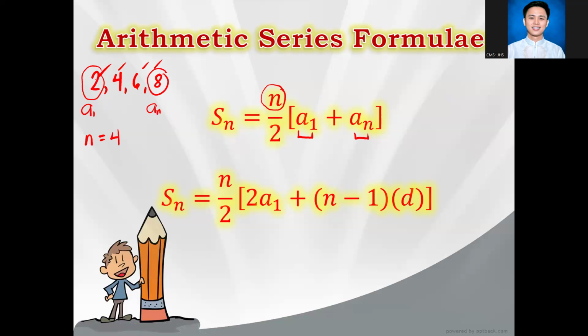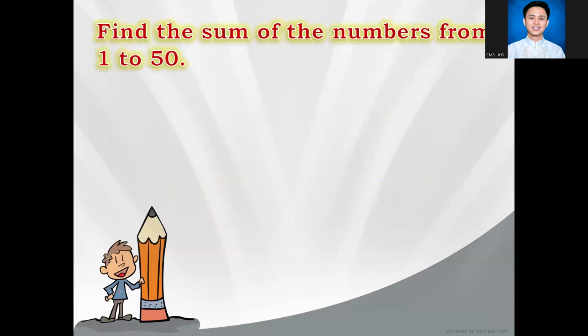Now, for formula number 2, there are cases that the last term or a sub n is not given. So we can make use of the second formula. In the second formula, what we need here are the number of terms, the first term, and the common difference. So let's have examples so that we know when to apply these formulas.